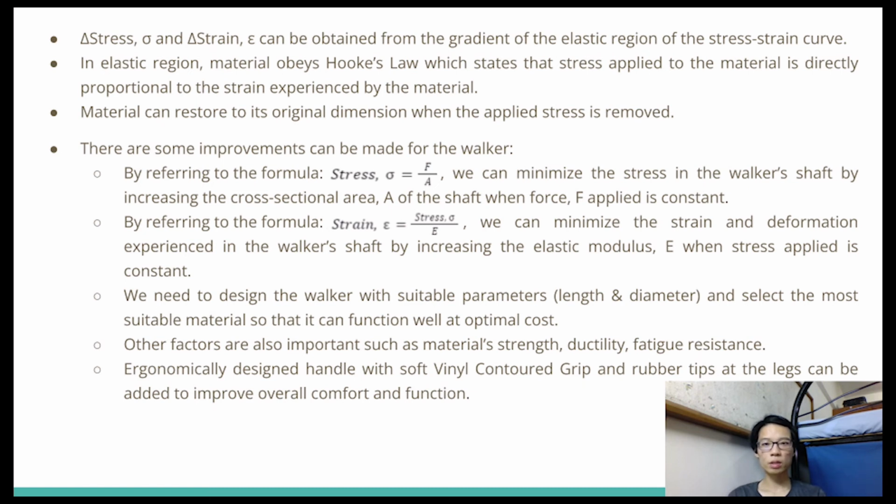There are some improvements that can be made for the walker. By referring to the formula stress equals force divided by area, we can minimize the stress in the walker's shaft by increasing the cross-sectional area of the shaft when the force applied is constant. By referring to the formula strain equals stress divided by elastic modulus, we can minimize the strain and deformation experienced in the walker's shaft by increasing the elastic modulus when the stress applied is constant.